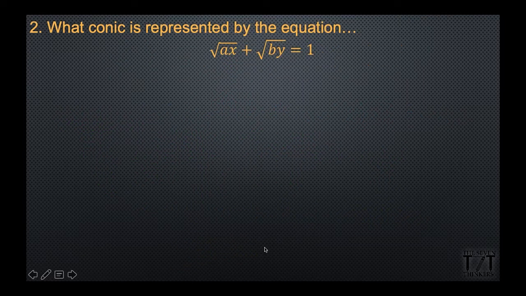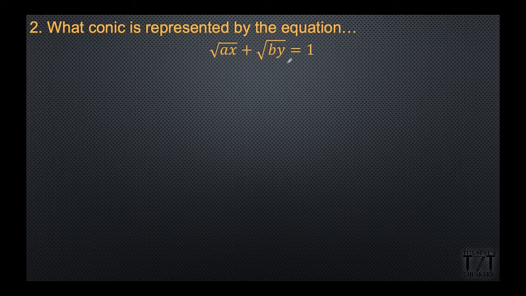The next question says, what conic is represented by the equation root ax plus root by is equal to 1? In the lecture we have seen that the general equation of a conic is a second degree equation. We have x and y in square, but in this question we don't have any square term. For that we need to convert this equation into the form of the general equation of a conic.